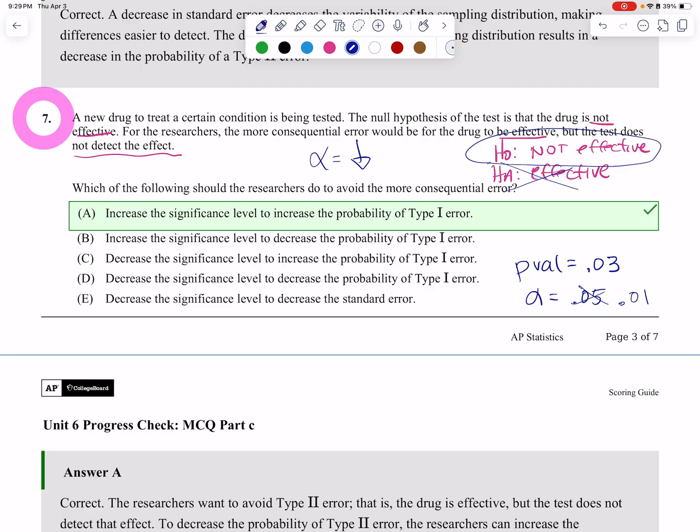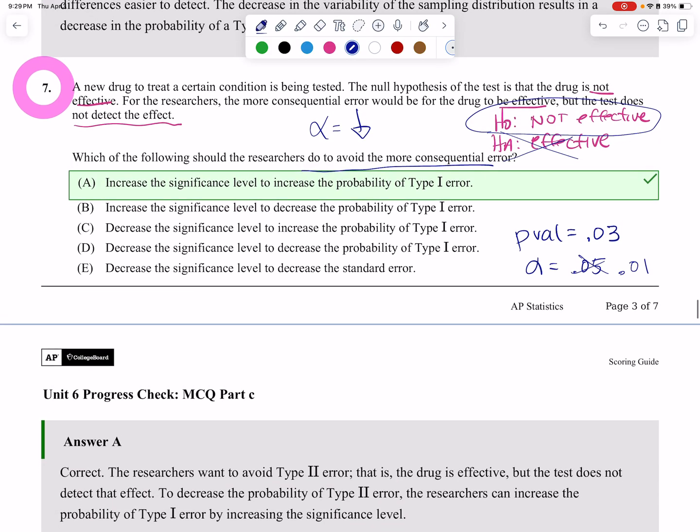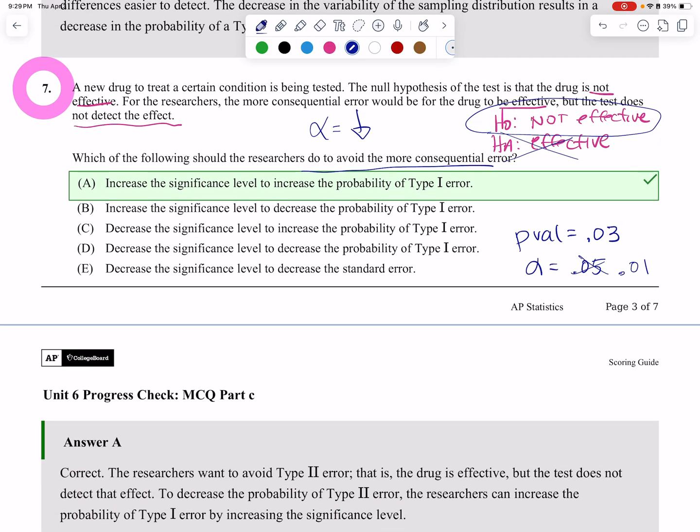So the following to avoid the consequential error: if I increase the significance level, I'm going to increase the probability of a type 1 error. Yes, because that's what I just said. If I make it higher, if I make it 0.05, that is going to cause this to be rejected, which would be, remember, the type 1 error, rejecting when I shouldn't.